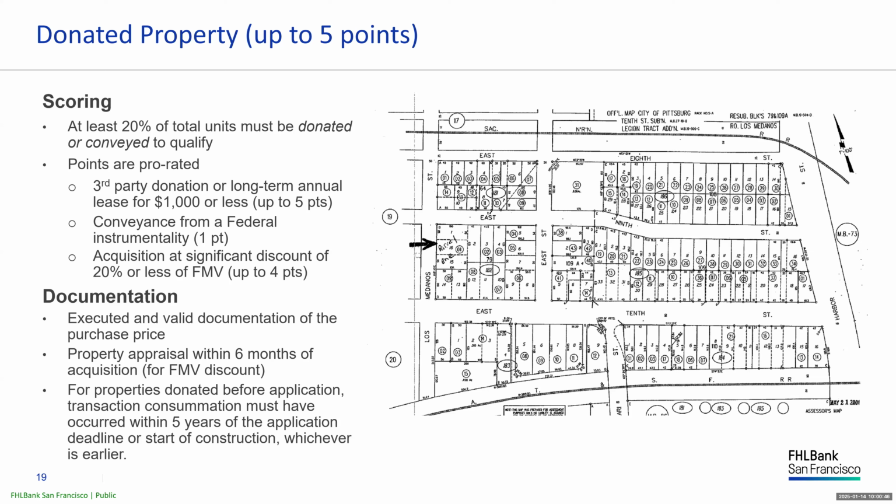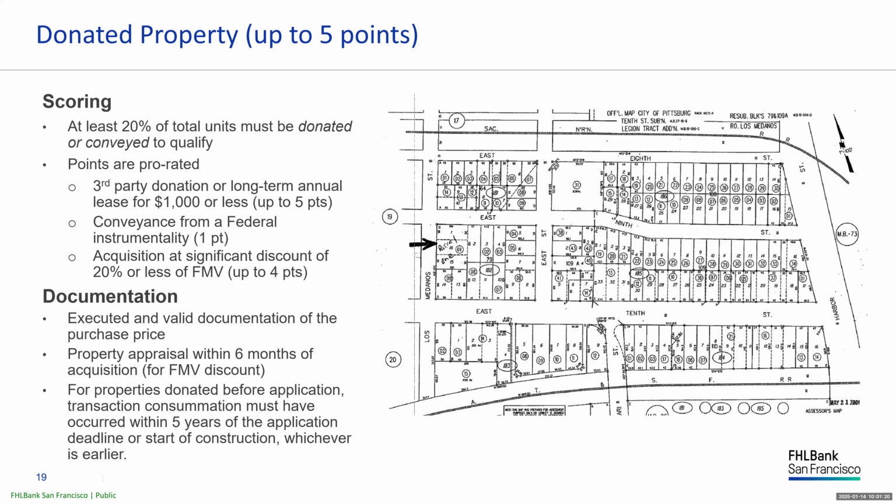If the site is acquired or to be acquired from an unrelated third party for $1,000 or less, or a long-term land lease is executed for $1,000 or less in total rent payments over the 15 years, then the application is eligible for 5 points. If this scenario is relevant to your project, complete the first section titled Donation of Property. The next is acquisition of property from a federal agency. If land is conveyed from a federal agency at a price greater than $1,000, then 1 point will be awarded. If this is the case for your project, complete the middle section.